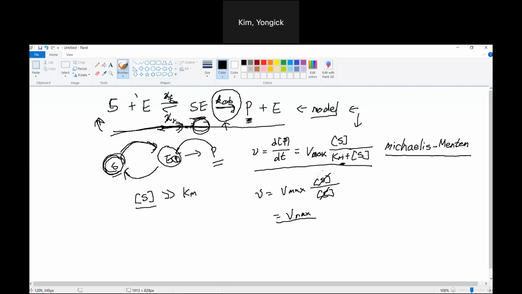So we can denote Vmax equals K cat times the enzyme-substrate complex, something like that. So this is also K cat times the enzyme concentration, the initial enzyme concentration, because the S concentration is much bigger than E0, the initial enzyme concentration.